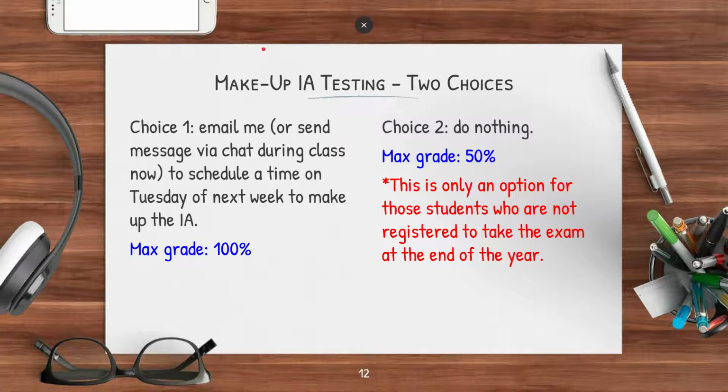For those of you who need to make up your IA testing, you have 2 choices. First, those people who are officially testing have already basically discussed with me when their time will be. This is for the people who are not officially testing or are not registered to take the exam at the end of the year. Your first choice is to email me or send a message via chat during the class to schedule a time on Tuesday of next week to make up your IA. If you do that, the maximum grade you can earn on the assignment is 100%. The second choice is to do nothing, to not do the IA at all. The maximum grade you will get there is a 50%.